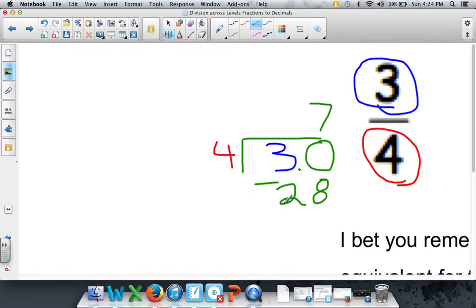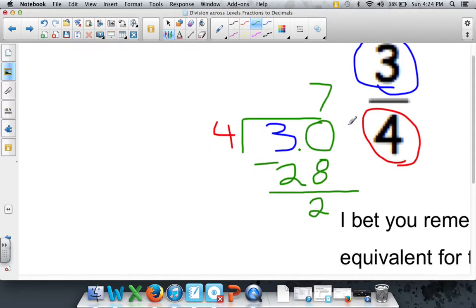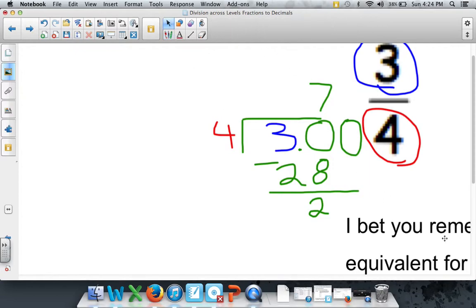Then you got to do subtraction. That's just part of the steps. You'll get 2. We don't want to stop yet. We want to do it one more time. So we'll add another invisible 0. Remember how I told you that to the right of decimals, there's all kinds of invisible zeros? Well, we need those invisible zeros right now.